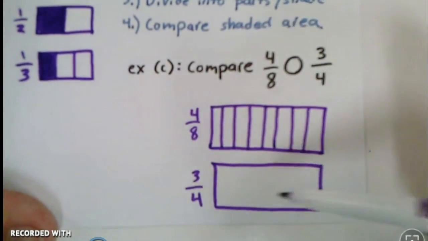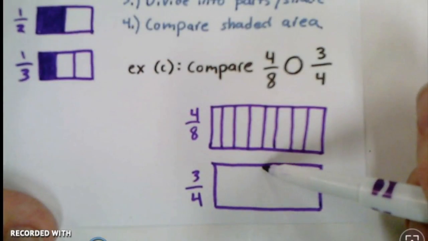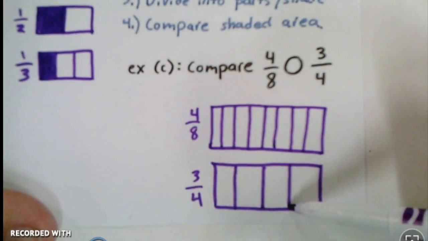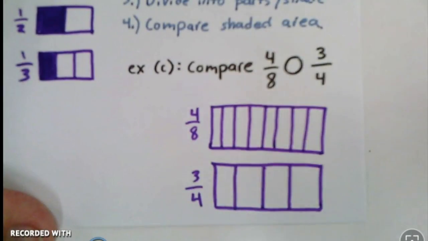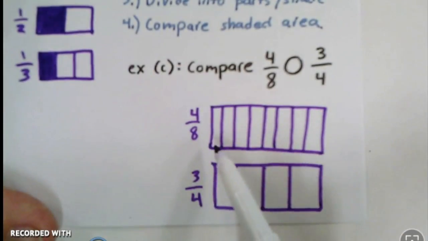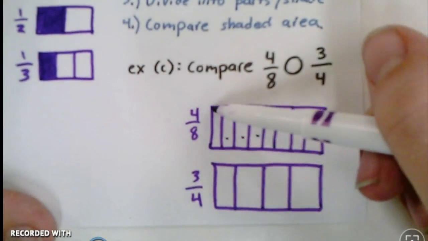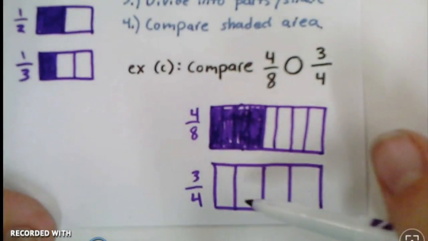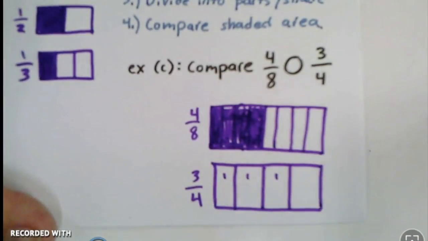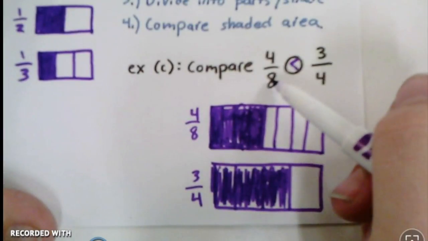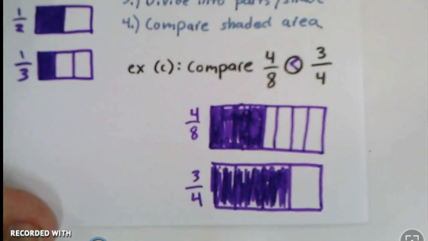And then 3/4 is also an even number, so I'm going to go in half and fourths. Okay, and now I got to shade for 4/8. How many am I shading in? 4, right? So 1, 2, 3, 4. And for 3/4, I'm shading in 1, 2, 3 of the parts. And now I need to compare them. So which one has more shaded area in it? Good, 3/4. So that means that 4/8 is less than 3/4.